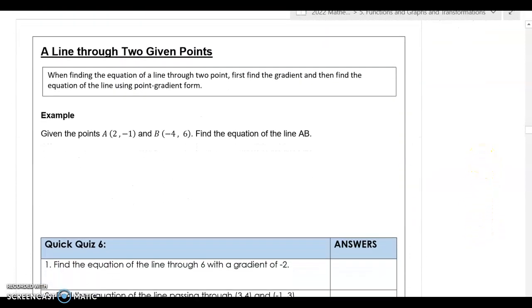A line through 2 given points. When finding the equation of a line through 2 points, first find the gradient and then find the equation of a line using the point gradient form. So for all our formulas for the equation of a line, we need a gradient. If you haven't found a gradient, at some point you're going to need to do that. So here's our first example.